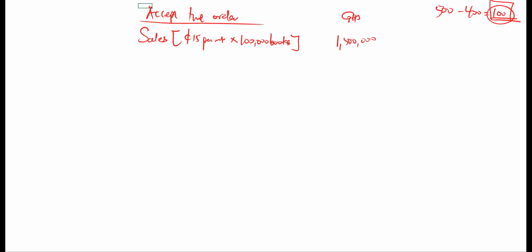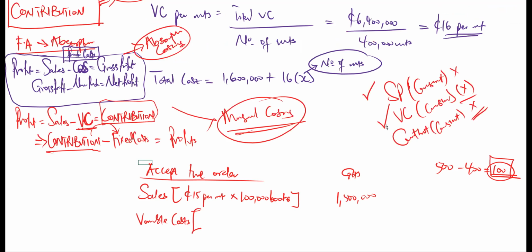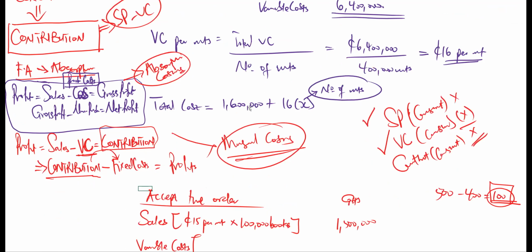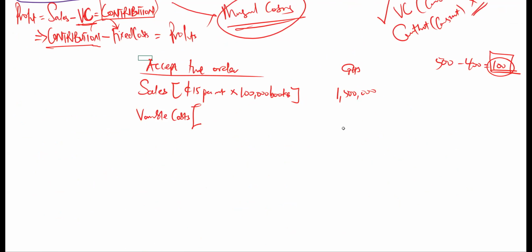But what was the variable cost? Let's see if this comes with an extra contribution. What's our variable cost per unit? That's 16 per unit, right? So the variable cost per unit was 16, and 16 per unit gives us $1.6 million. So what happens? We have a loss in contribution. Do you all agree?